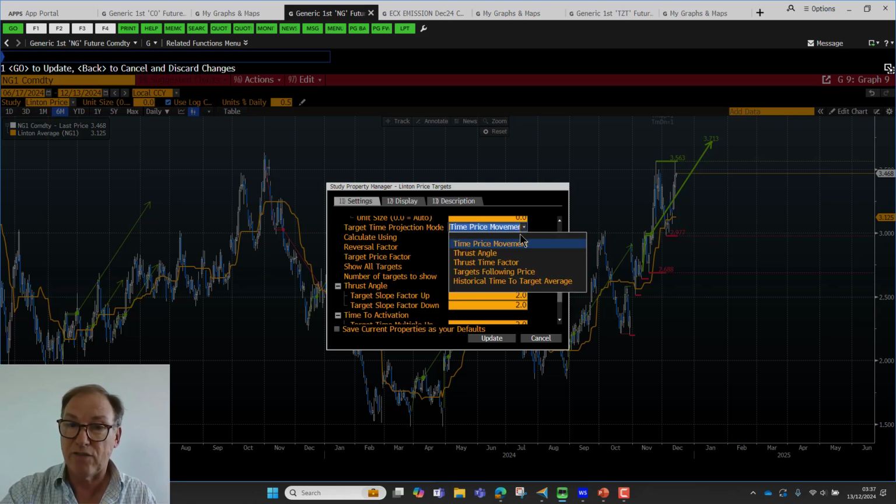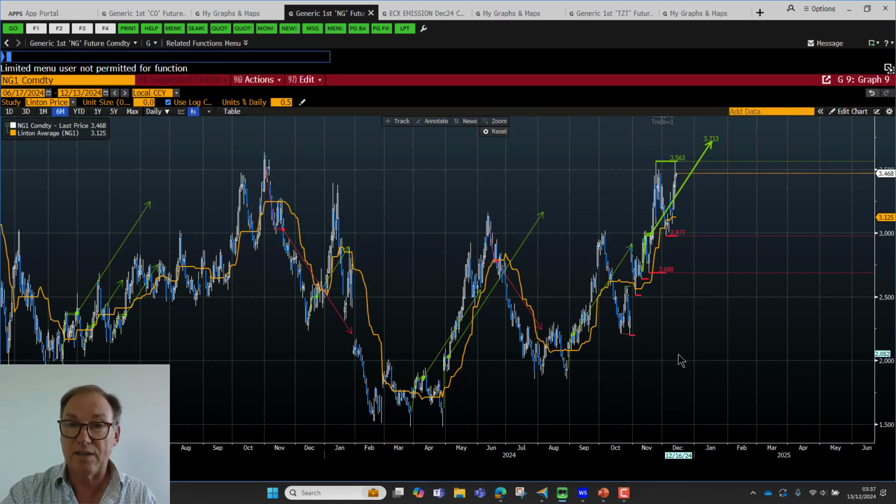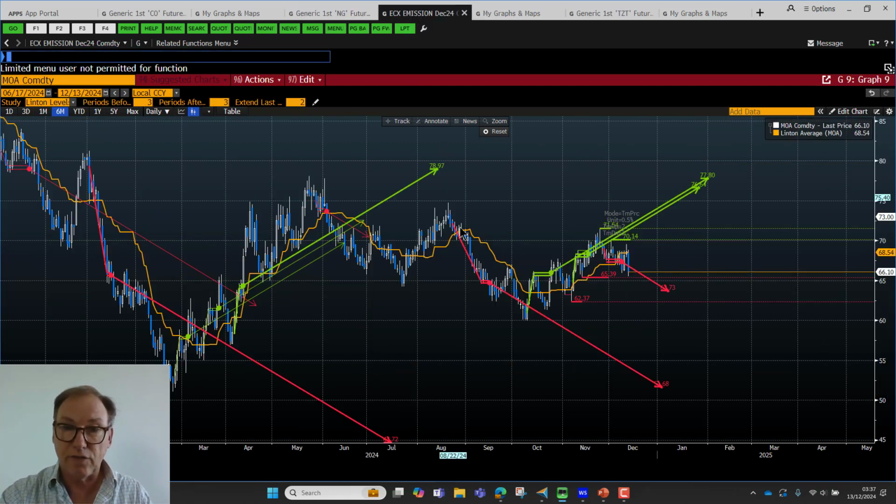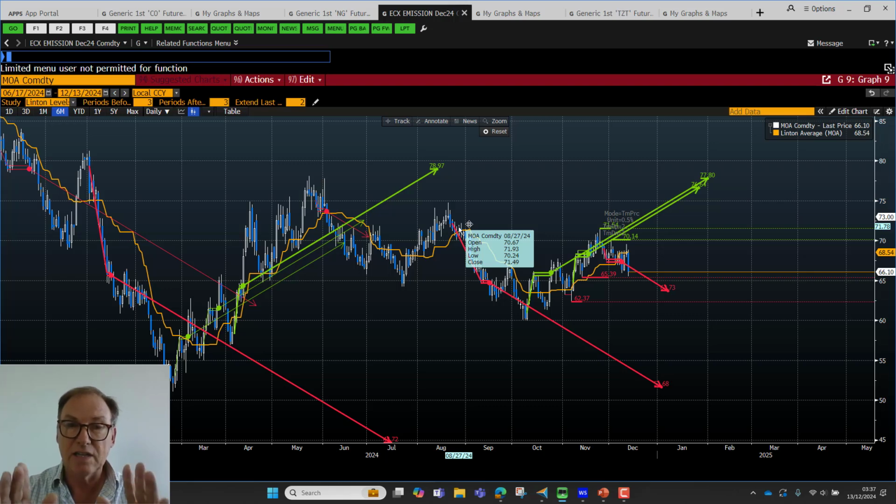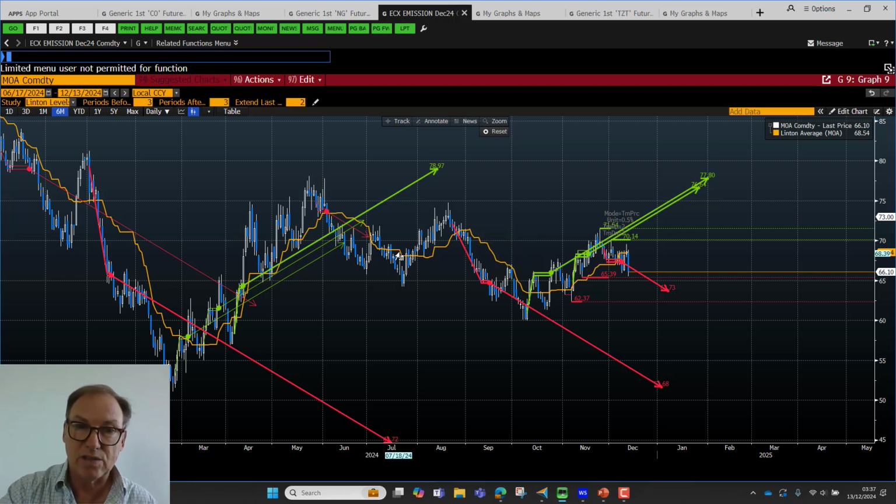And there's 5 different ways of doing it. You can use historical time to target, which actually just works out literally how the targets have performed previously. So there's lots of different ways. I urge you to watch the explainer, the hour-long video with 90 slides to really get the hang of how to use the different methods for projecting the targets forward.